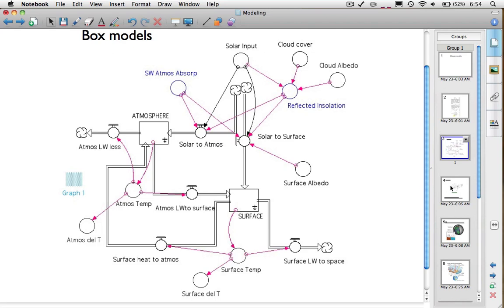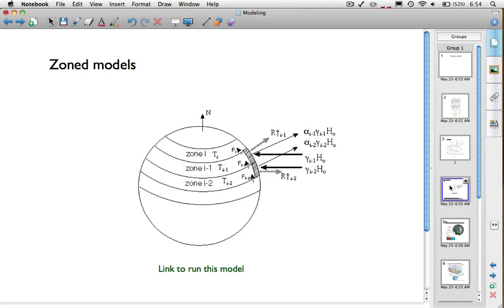So instead, scientists don't rely just on box models, and they use more complicated models in which you break out the Earth into these different regions. So a simple zoned model just looks at differences based on latitude. These different zones in here will receive different amounts of radiation. That's what is being shown over here by these obscure Greek symbols. And then they'll receive different amounts of radiation, radiate different amounts of radiation, and thus have different temperatures.